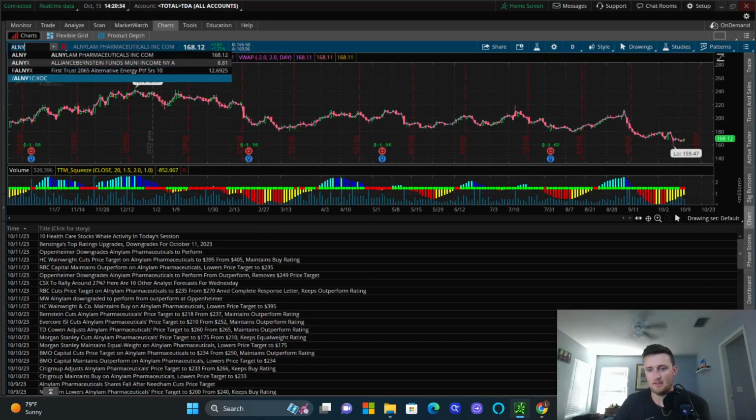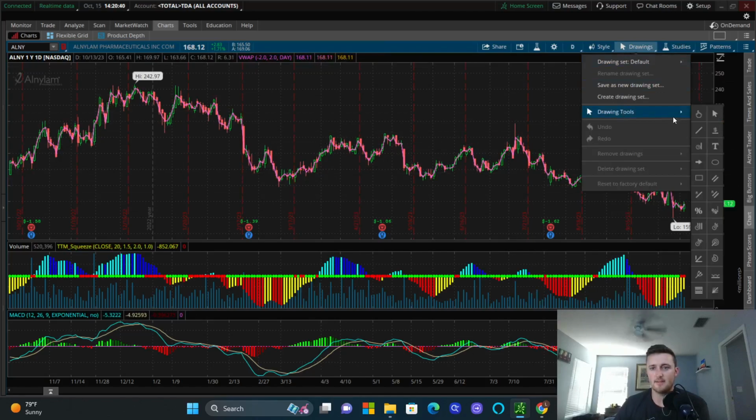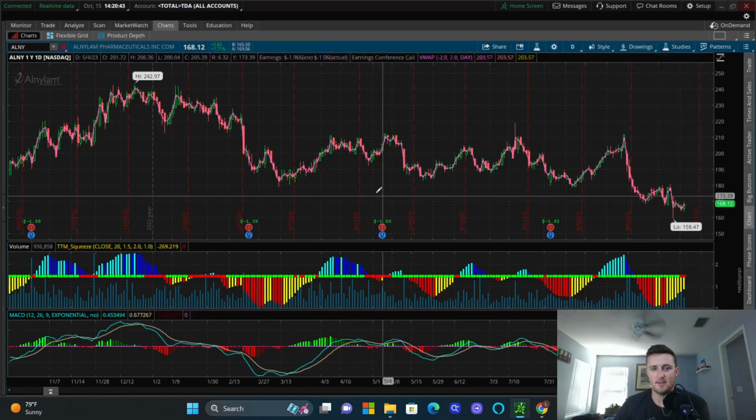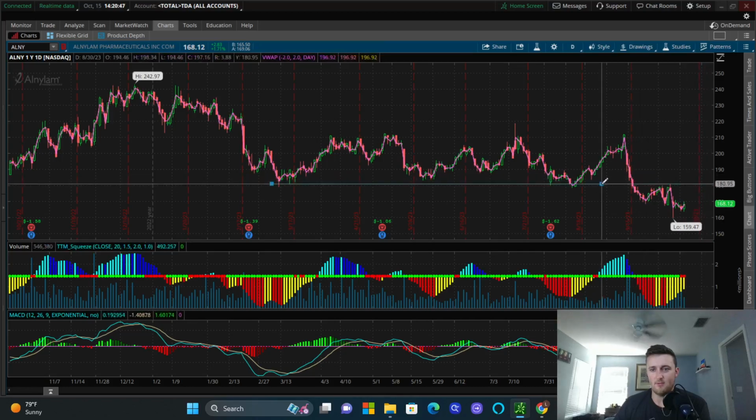ALNY. Alright, this is a beautiful example here. We have a volatile stock, so let's draw some support and resistance lines. Let's find some short-term targets, guys. This looks like a great resistance line right here at 180.